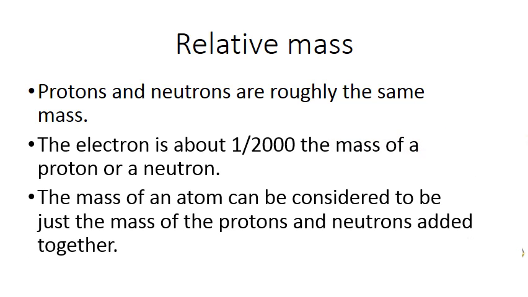So that being said, the mass of an atom can be considered to just be the mass of the protons and neutrons added together, because the electron contributes so little of the mass. You know, there's no atom that we know of that has 2,000 electrons. There's no way that would be stable. So there's no way that it can even amount to the mass of just one neutron. So we just ignore it.